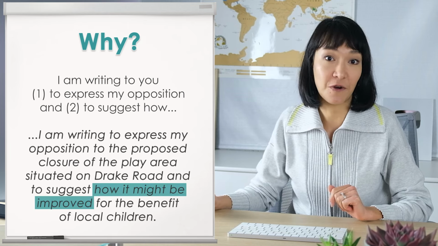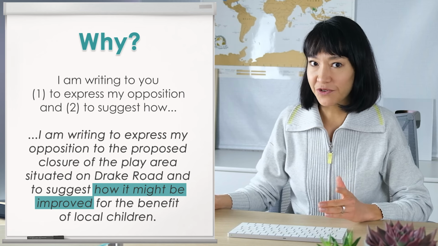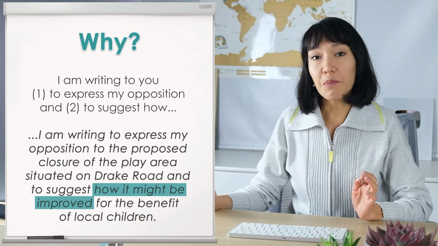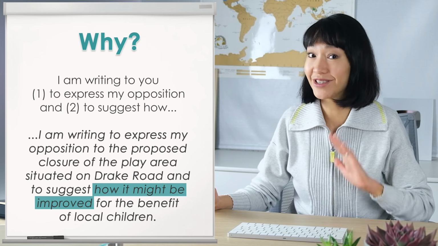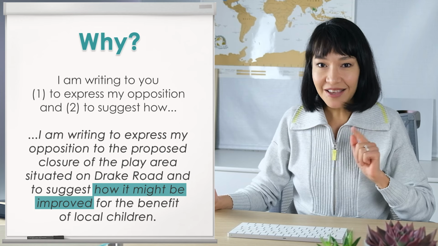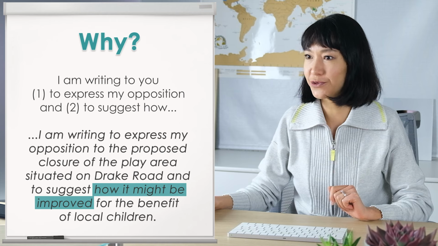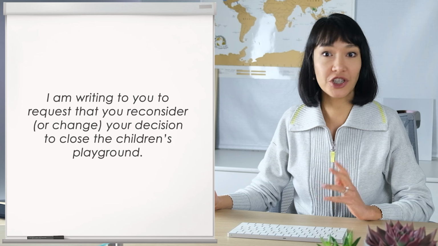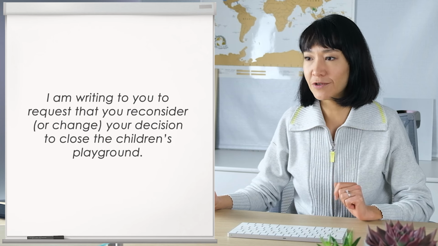This is a very formal structure. It's passive. I'm not saying how you should improve. It's too direct and sounds impolite. How it might be improved is more impersonal and appropriate. The tone is so important. If this sentence is a bit too much, here is a shorter version. I am writing to you to request that you reconsider or change your decision to close the children's playground. Shorter but still perfectly formal.